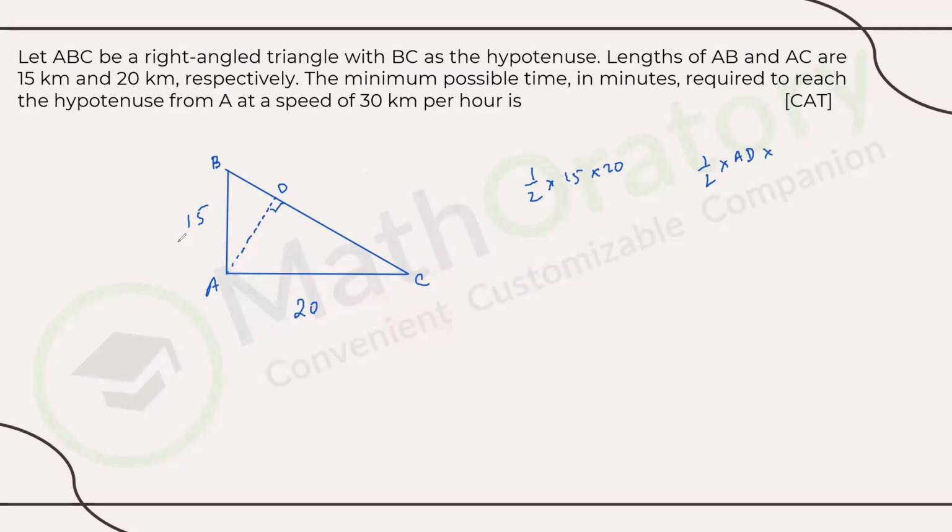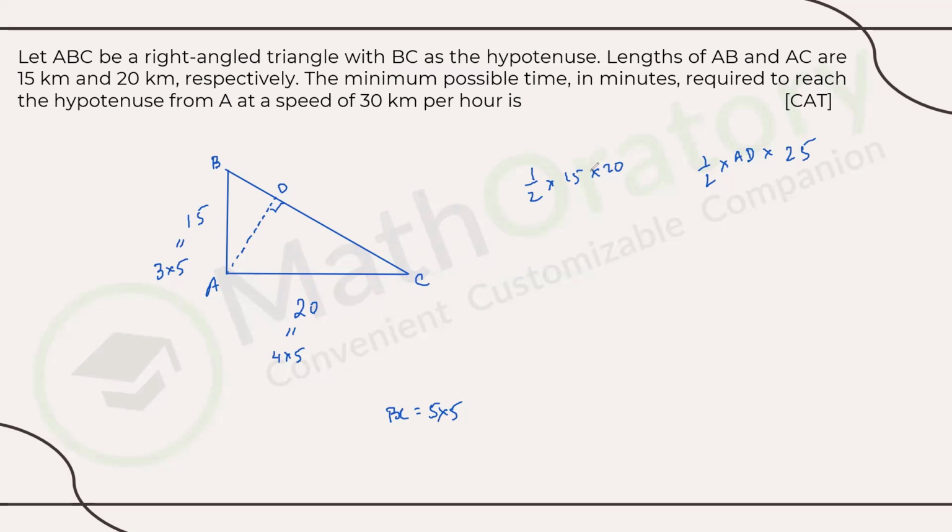Let's just quickly figure this out. This is 3 into 5, this is 4 into 5, so BC should be 5 into 5. It's a 3, 4, 5 triplet. You can use Pythagoras, root over 15 square plus 20 square, but this will be faster. So BC is 25, right?